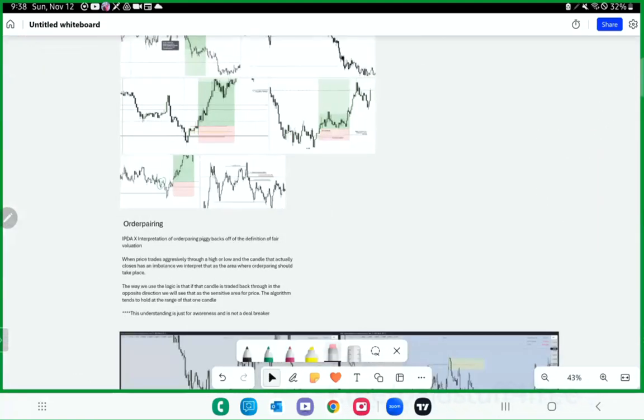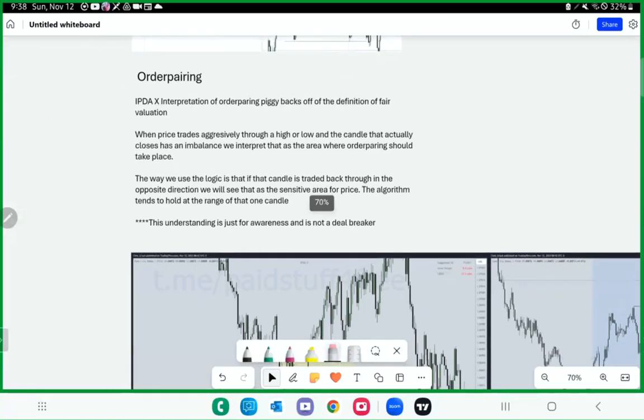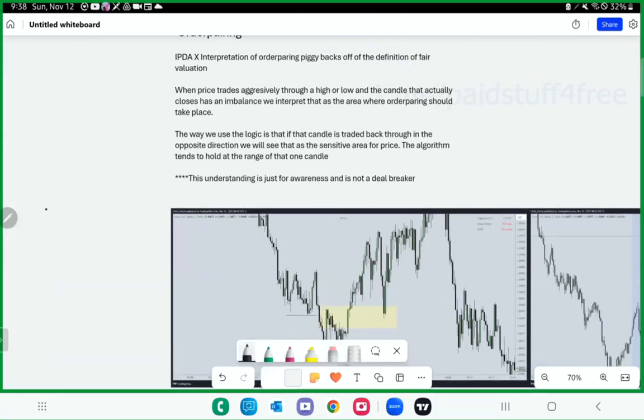Let's talk about this. It is not a deal breaker, but it is for your awareness. All right, let's talk about order pairing. The interpretation of order pairing piggybacks off of the definition of fair value. We were learning that when there's speed, price trades aggressively through that low, we view the imbalance that is left behind as fair value.